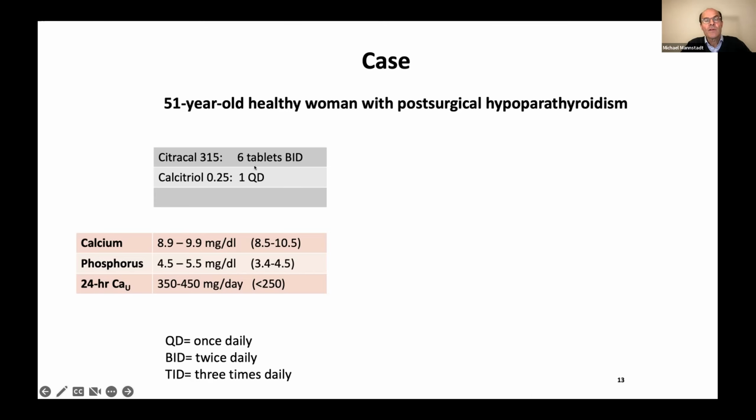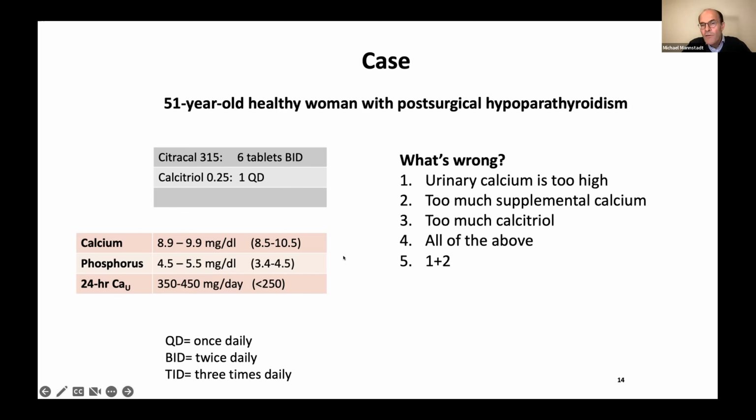And just because I say QD and BID, it's once daily, twice daily, and this is 3 times daily. So please have a look at the numbers and what she's on, and tell me what you think about what's wrong with this. What would you think is not good here?